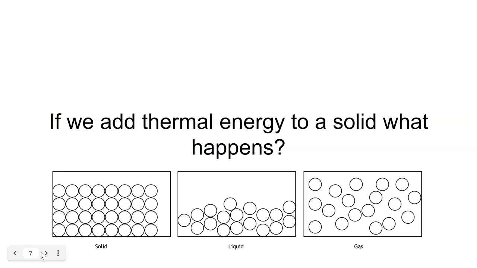If we add thermal energy to a solid, what happens to that solid? They move farther apart. That's correct. So as we add thermal energy, the particles move farther apart. What else happens? What about the speed of the particles? Yes, they get faster and they spread apart. That's right. So those are the 2 things that we need to know about when we add thermal energy to a solid. They speed up and they move farther apart.